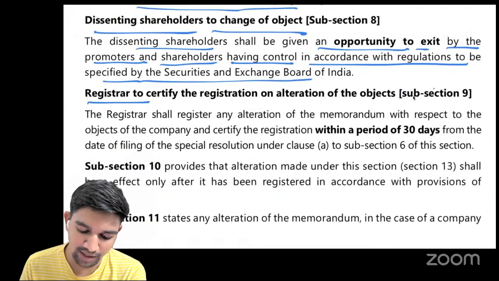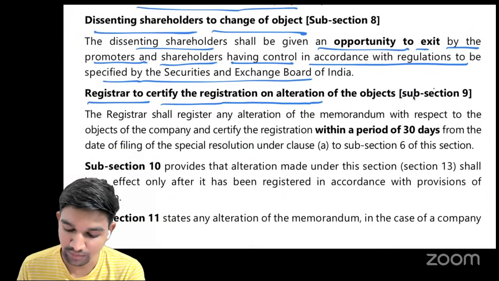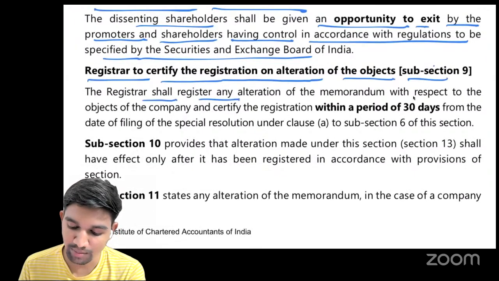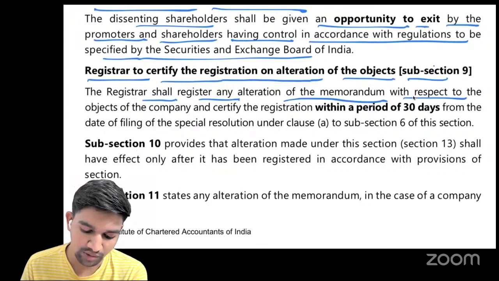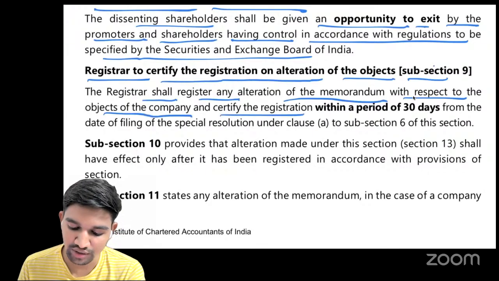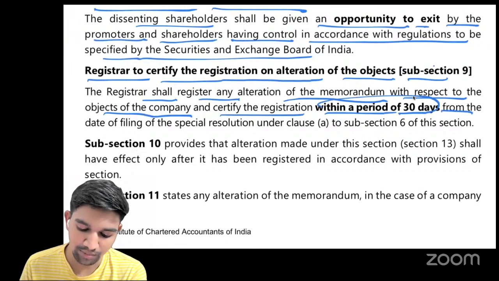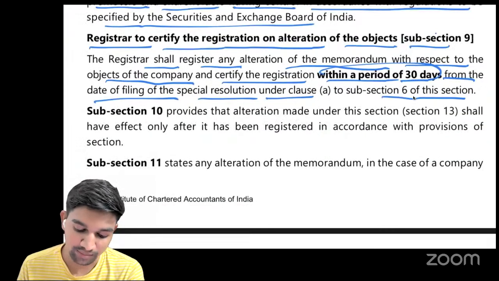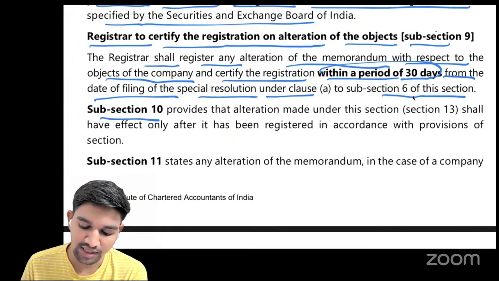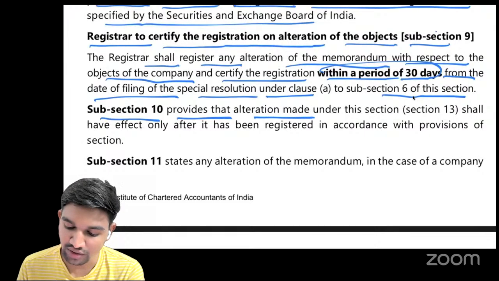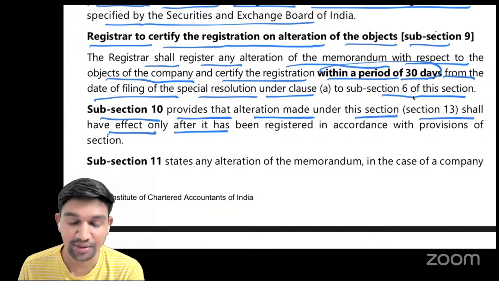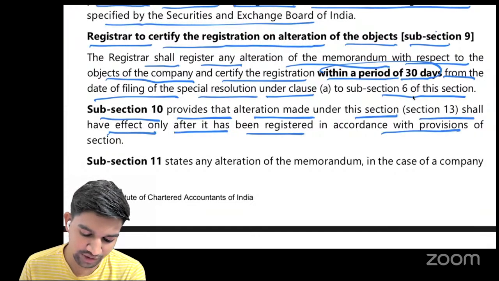Registrar to certify the registration of the alteration of the object. Subsection 9 says the registrar shall register any alteration of the memorandum with respect to the objects of the company and certify the registration within a period of 30 days from the date of filing of the special resolution under clause (a) of subsection 6 of this section. Subsection 10 provides that alteration made under this section, Section 13, shall have effect only after it has been registered in accordance with the provisions of this section.